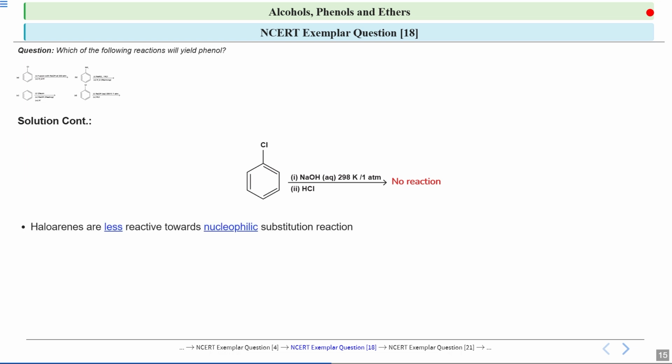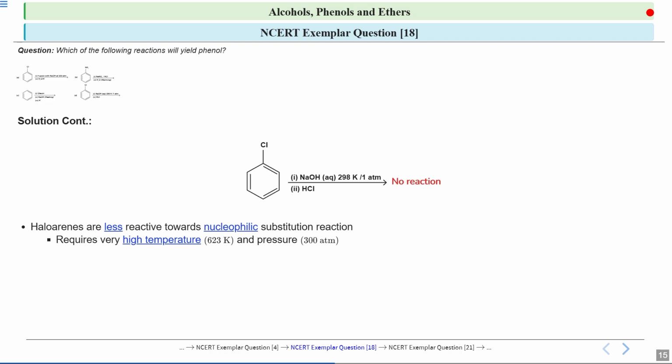Now why is there no reaction? Because haloarenes are less reactive towards nucleophilic substitution reactions. This requires very high temperature, which is 623 Kelvin, and pressure of 300 atm. So if this reaction needs to happen, you need to see the reaction conditions. It requires high temperature and pressure. But here the temperature is only 298 Kelvin and pressure is also 1 atm. That is why no reaction is happening.